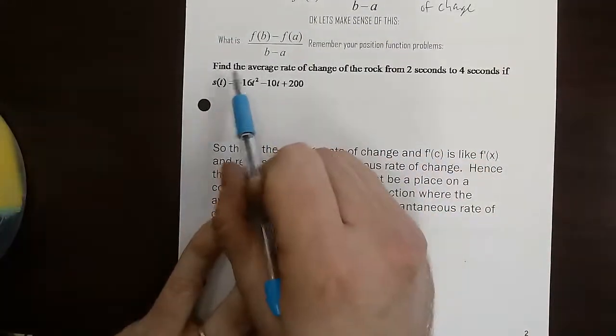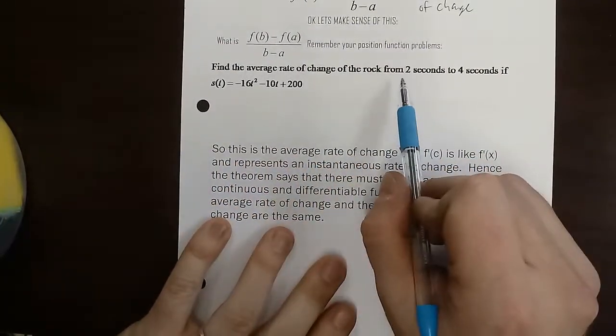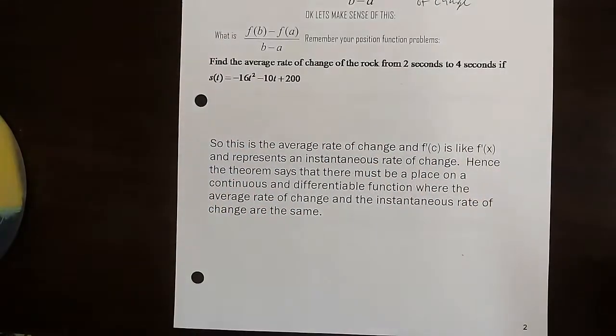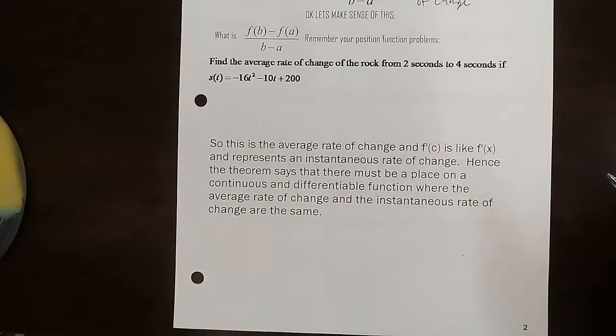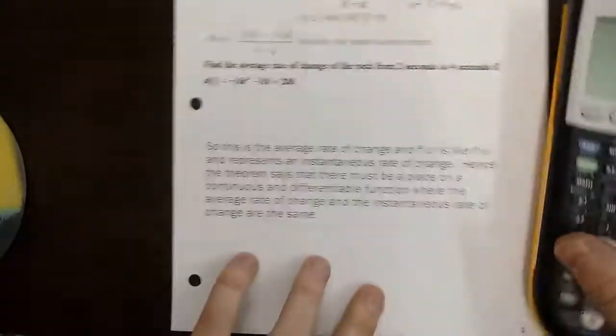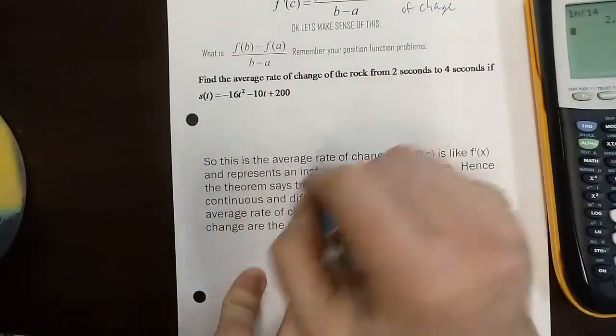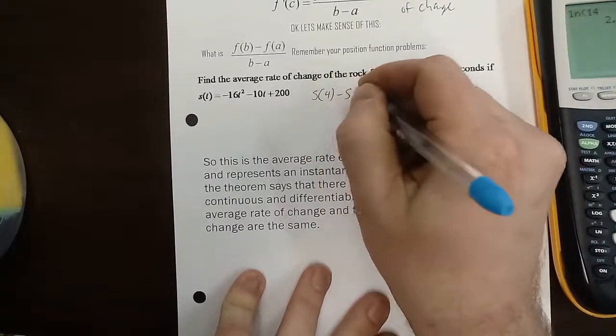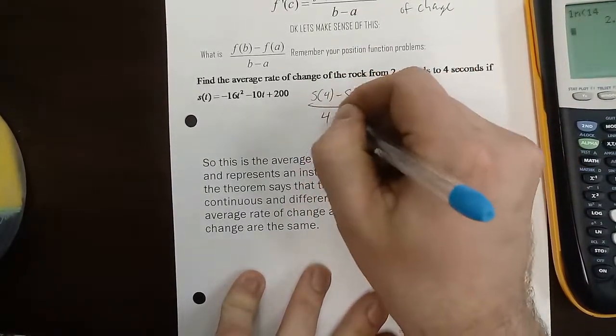So find the average rate of change of the rock from 2 seconds to 4 seconds if s of t is equal to that. So that's my position. So I want the average rate of change or average velocity. So all I need to do is take s of 4 minus s of 2 all over 4 minus 2.